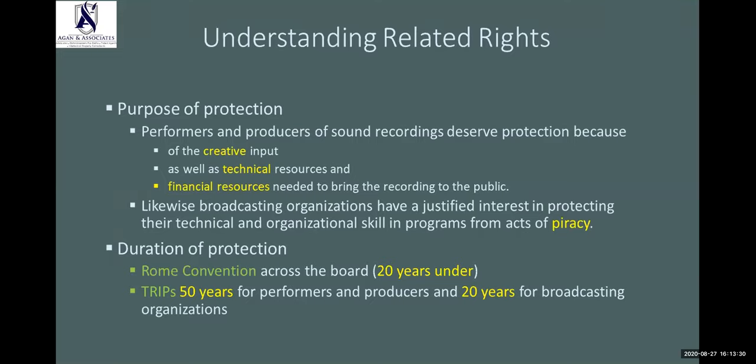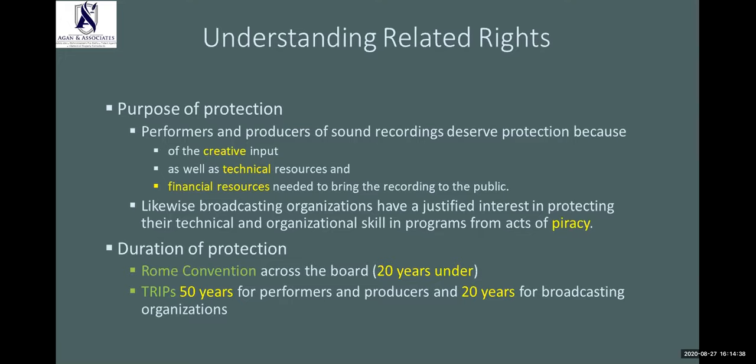Now, when it comes to protection of these rights, and perhaps the reason why they are considered secondary rights, given, as we had discussed earlier, that their rights are directly related to copyright, we see this in the duration of protection that is lower as compared to the duration of protection seen in copyright. The Rome Convention, for example, protects different related rights for 20 years from the date when the performance or the work has been recorded or the work has been broadcasted, 20 years across the board.